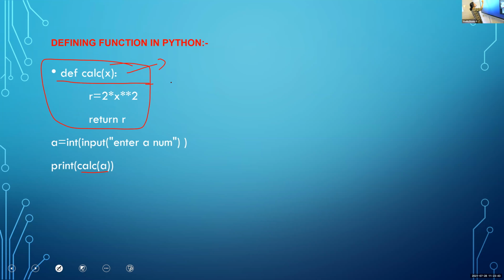What is the name of this first statement, Srihari? What is the name of this first statement? Diff calc of x. User defined function. What is the name of that first line? Aditya? Function header. This is function header. Okay, Srihari? The name of the first statement is function header.